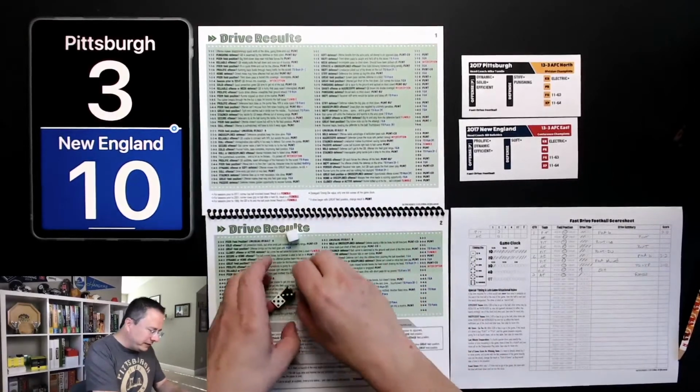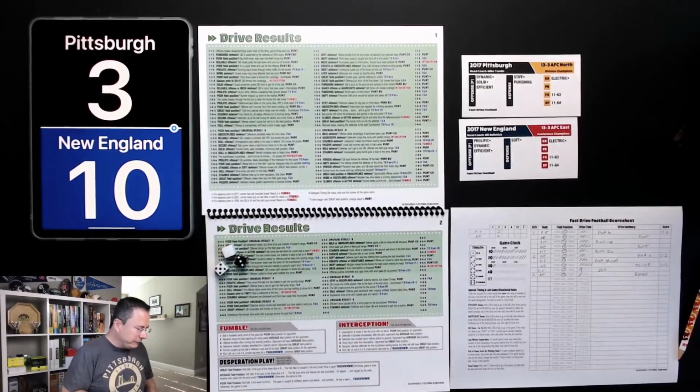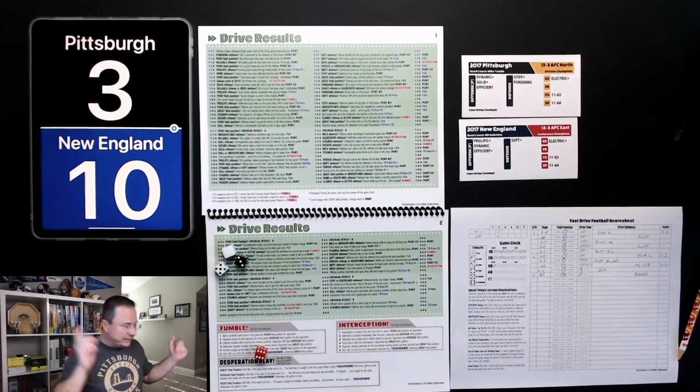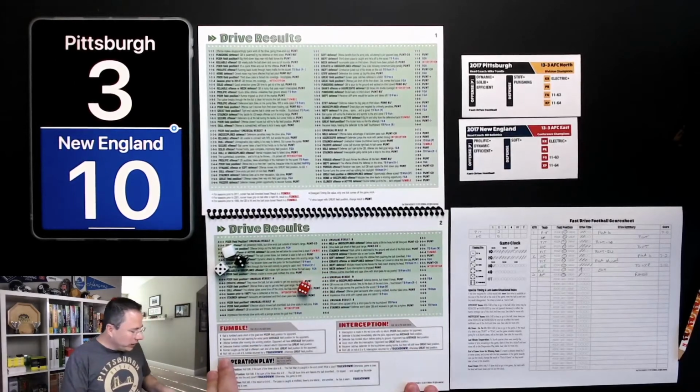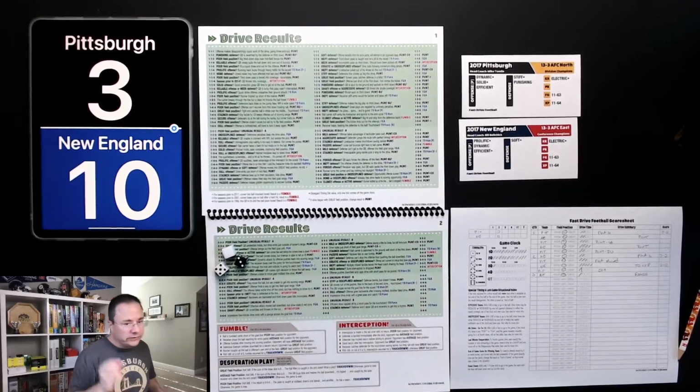Let's see if anything interesting can happen here. Let's get the narrative of the fumble. I rolled a 6. That's good. Now we're going to roll another die. On a roll of 6, the fumble is returned for a touchdown. Otherwise, great field position. So here we go.